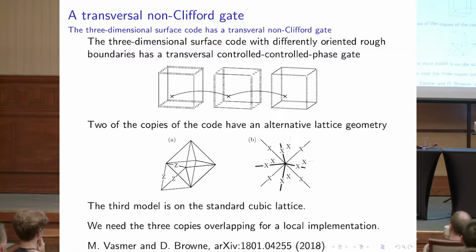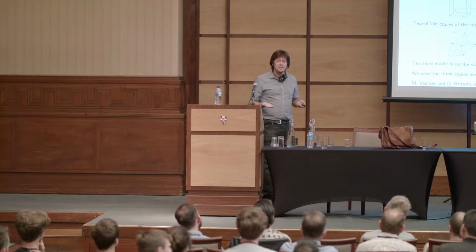Okay, and as I said, the three-dimensional surface code, unlike the two-dimensional one, has a transversal non-Clifford gate. A transversal gate, again, I think we all know, is where you perform a local rotation on the physical qubits, and this will preserve the code space. So this will rotate the logical qubit in the code space while leaving the code preserved.